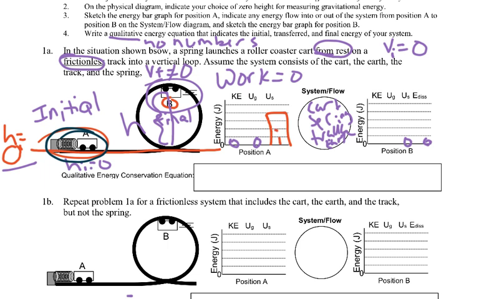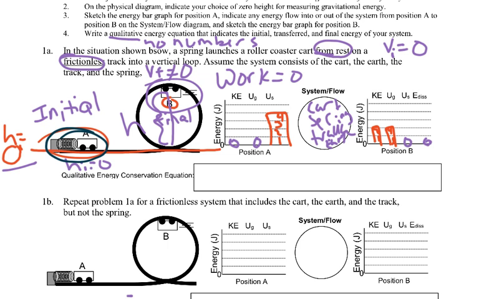So now I have 1, 2, 3, 4 boxes. And I do 1, 2, 3, 4 here. So now I have not violated conservation of energy. I have the same total amount of energy before, however much each of these boxes is worth. And I have the same total energy afterwards.